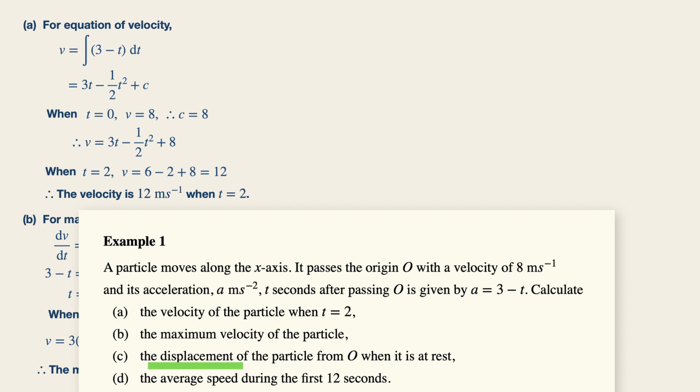Now in part C, we would like to find the displacement of the particle from O when it is at rest. Now the relationship between the displacement and the velocity is simply integrating the velocity with respect to t so that we can find the displacement.